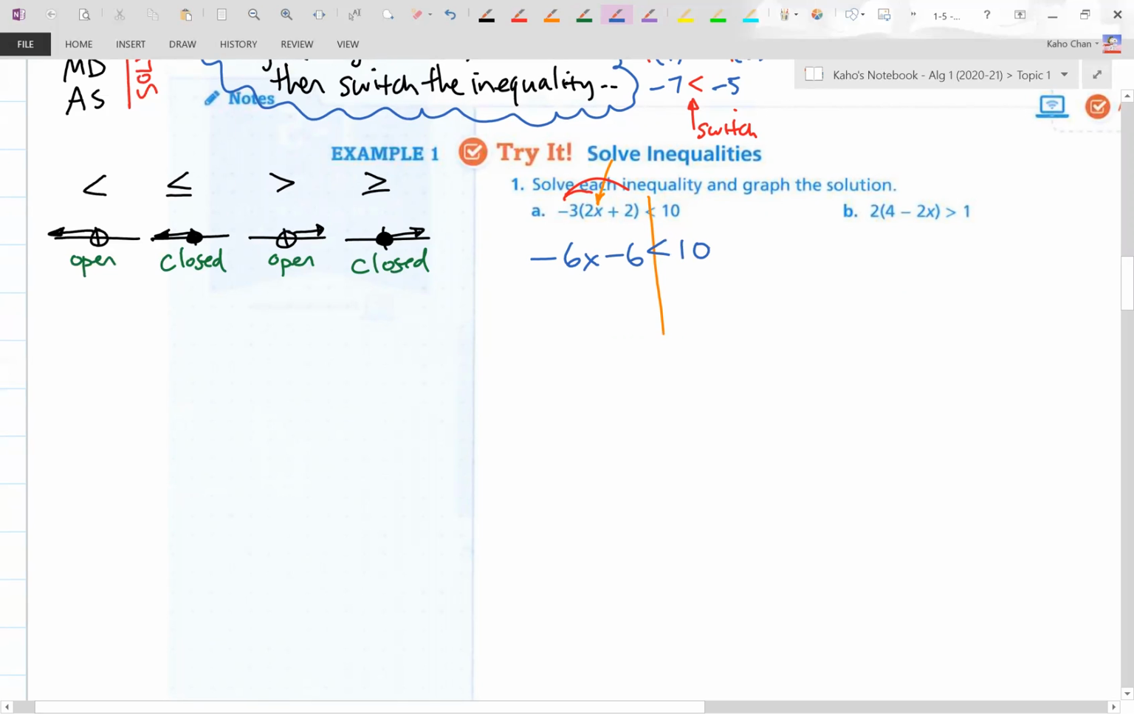Great. We're going to solve this like a regular equation, but in this case, we've got to watch out for that inequality symbol. Remember, if you ever multiply or divide by a negative number, you will switch the direction of that inequality. Let's add 6 to both sides. That's the first priority. That leaves us with negative 6x is less than 16 on the other side. And let's go ahead and divide by negative 6.